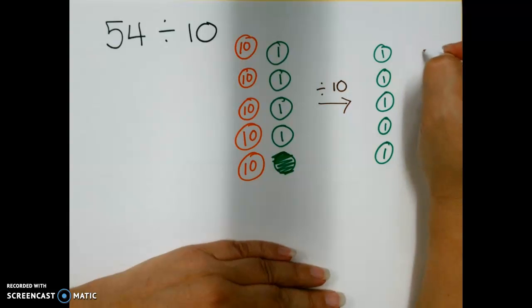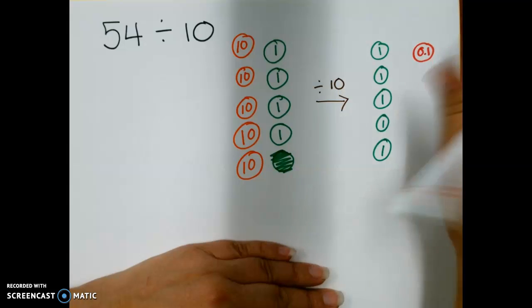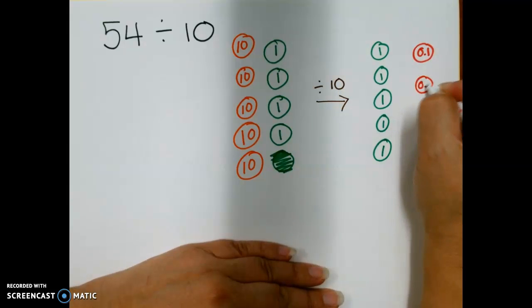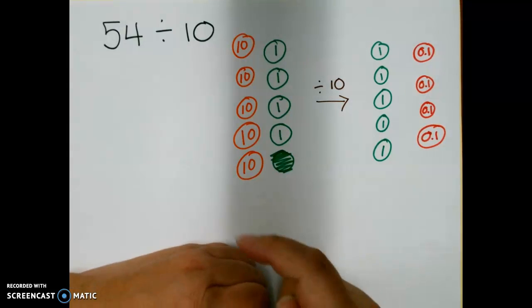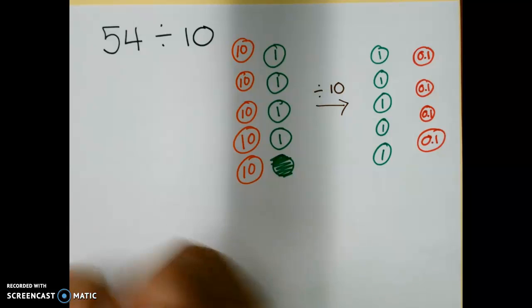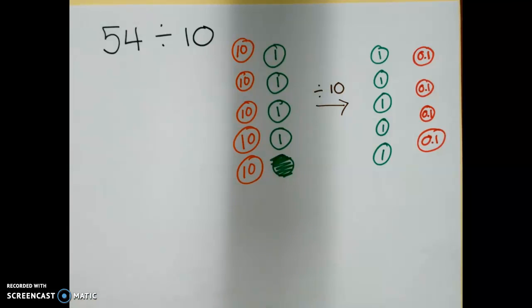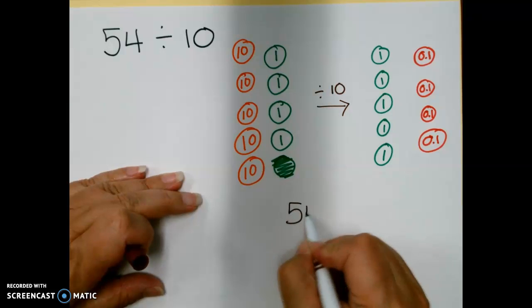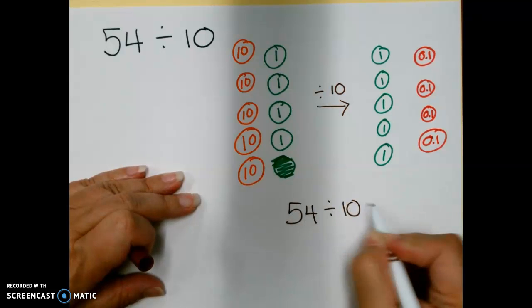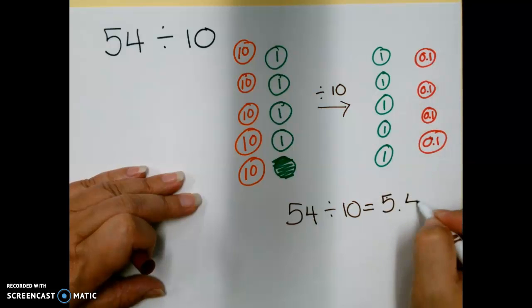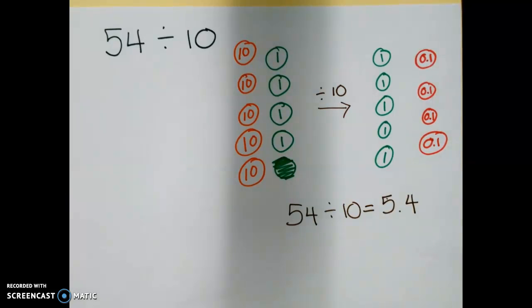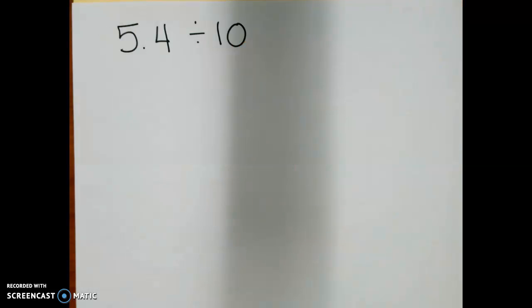Now, when I divide my 4 ones, when I divide each of those by 10, I end up with 1/10. 1 divided by 10 is 1/10. So I'll have 4 tenths. So I know that 54 divided by 10 equals 5 ones and 4 tenths. Okay, make sure you've written all this down.